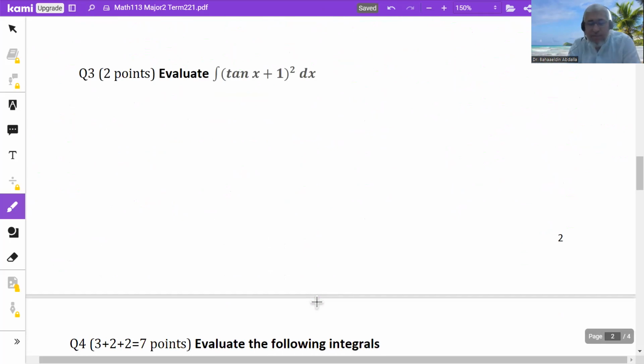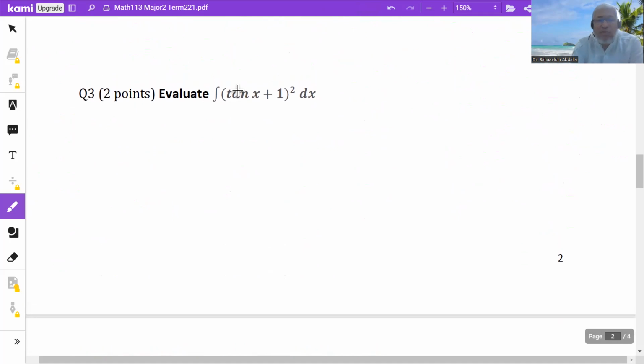Evaluate this integral. Well, I have tan x plus 1 raised to the power 2. So I cannot do anything with tan x plus 1. So why don't we expand? Let's see what happens when we expand. So you have tan x raised to the power 2, so we have tan square x, then plus 2 times 1 times tan x, so 2 tan x, plus 1 to the power 2, which is 1. Now we have 3 terms.